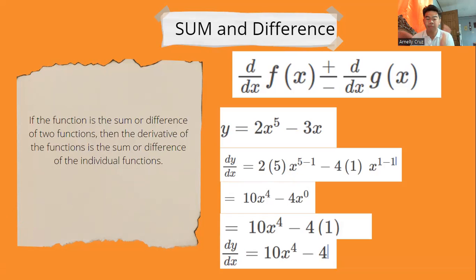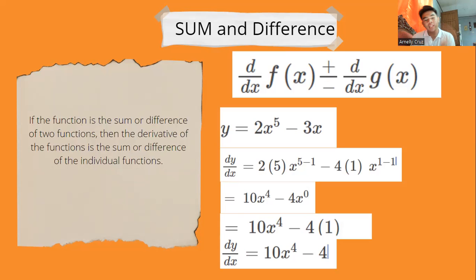Pagkababa po natin ng 5 doon sa ating x, itataas po natin yung exponent ng x magiging 5 minus 1. Then, ganoon din po sa kabila, 4 times 1, ibaba po natin yung exponent ni x, magiging 4 times 1. Then, babawasan po natin yung exponent niya ng 1, it will be x raised to the power of 1 minus 1. So, next process po is 10x^4 minus 4x^0. Paano po naging ganyan? So, yung ating 4 ay nanggaling po sa 5 minus 1 and yung ating 0 po ay nanggaling po sa 1 minus 1.